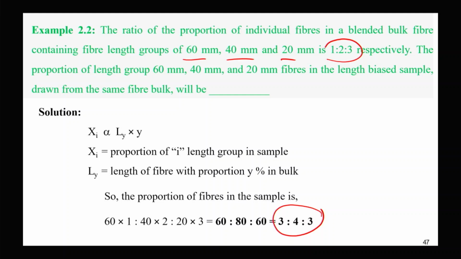So we see that whatever way you mix in the bulk, if the fiber length is changed, then the proportion in the specimen will get changed. So if we know these assumptions are broadly valid, then based on these assumptions we can predict the proportion of these fibers in the sample.